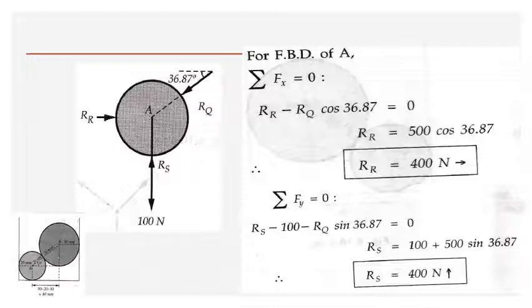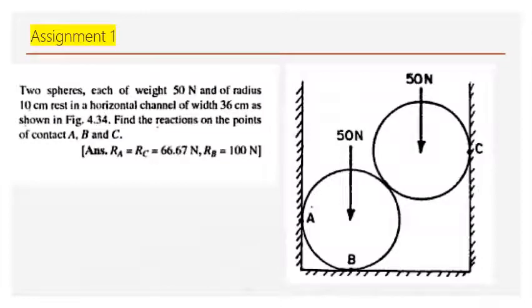So let's move on to the next problem. Okay, assignment. What is the problem solved just now? Take this as the assignment. Class A, solve assignment 1, that is two spheres, each of weight 50 Newton and of radius 10 centimeter, rest in a horizontal channel of width 36 centimeter. Find the reactions on the points of contact.